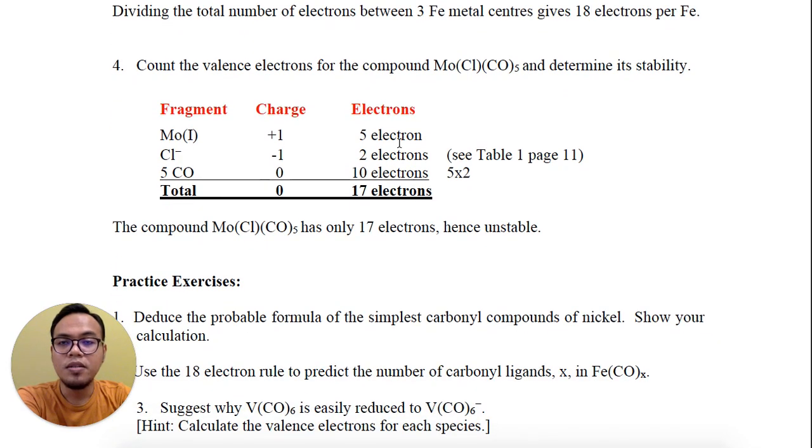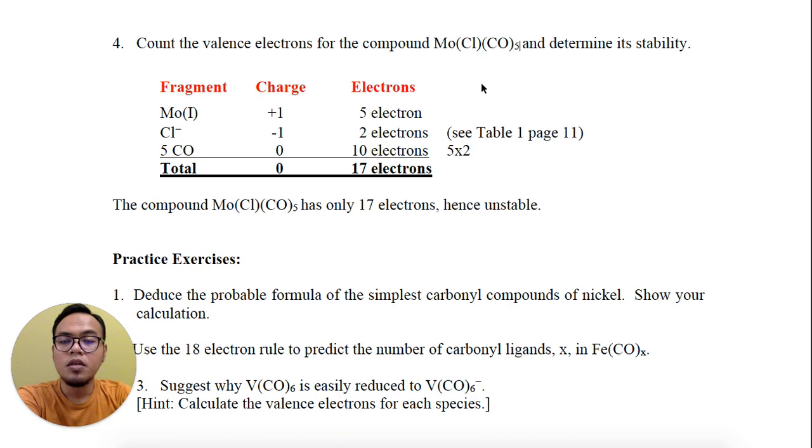Last but not least, count the valence electrons for this compound. This is another compound that you have to give a name to. Please give me the name of this particular complex. So look at this. We have carbonyl and we also have chloride. Chloride in this case is negatively charged. It is not a neutral ligand. So from this information, we understand that your molybdenum also is not going to be neutral. It's not a zero valent metal. So for Mo, it's going to be positive 1 to balance the negative charge from chloride.